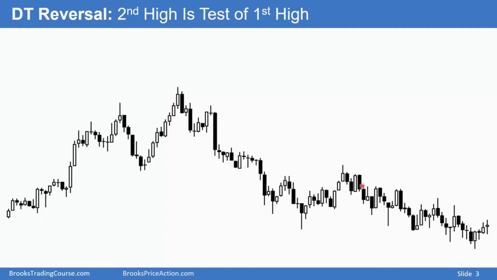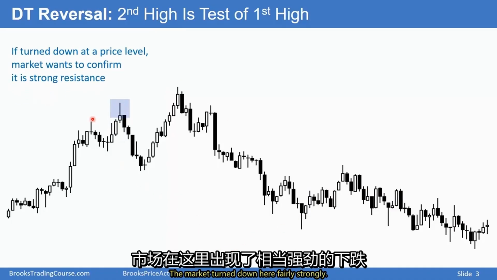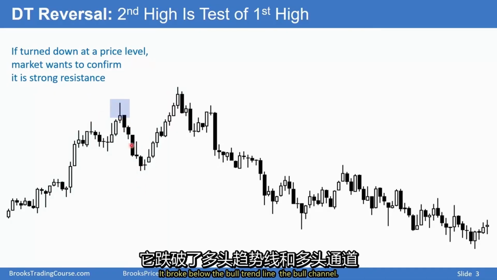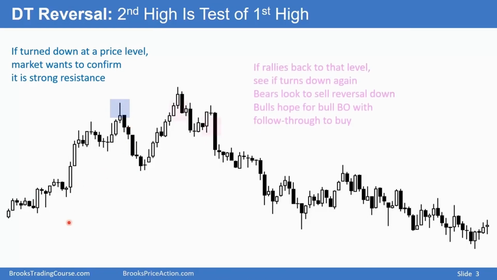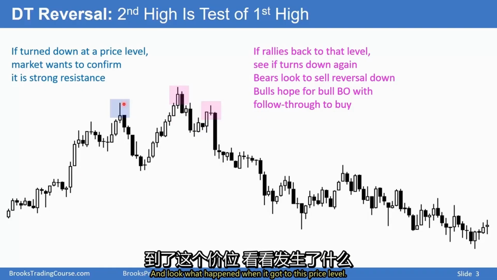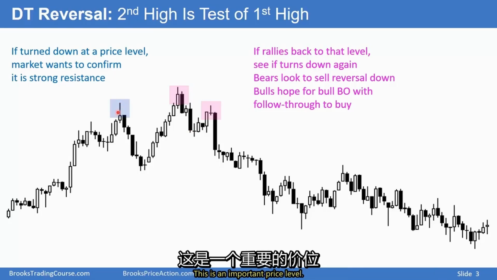We have a bull trend and then a bear trend. The market turned down here fairly strongly. It broke below the bull trend line, the bull channel. The bulls resumed, and look what happened when it got to this price level. It sold off again, and then it got back there again, and it sold off again.